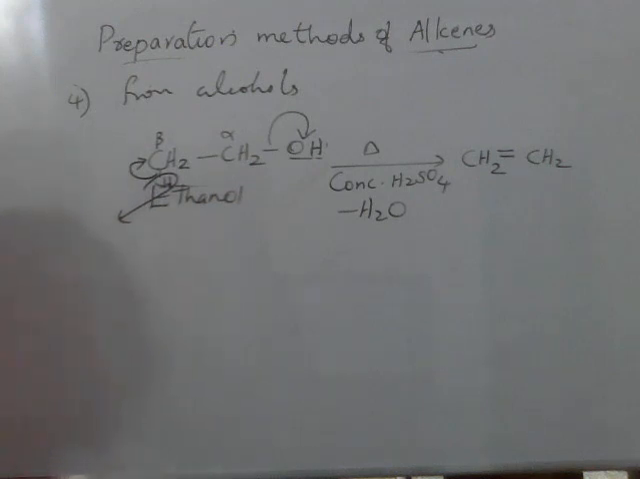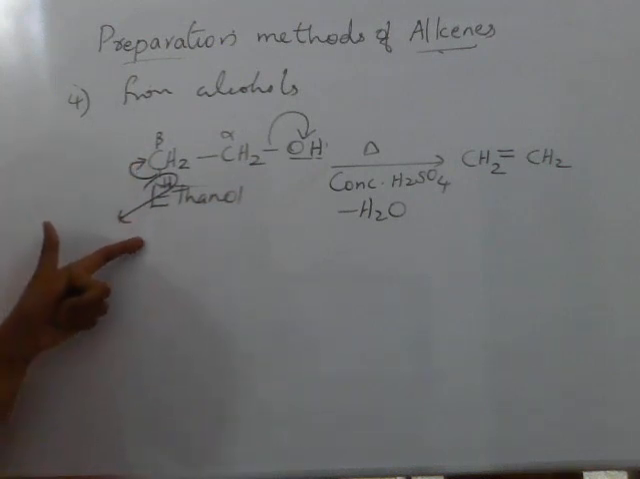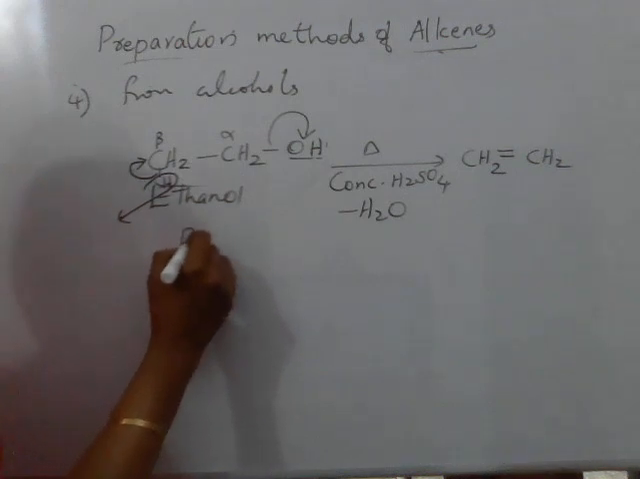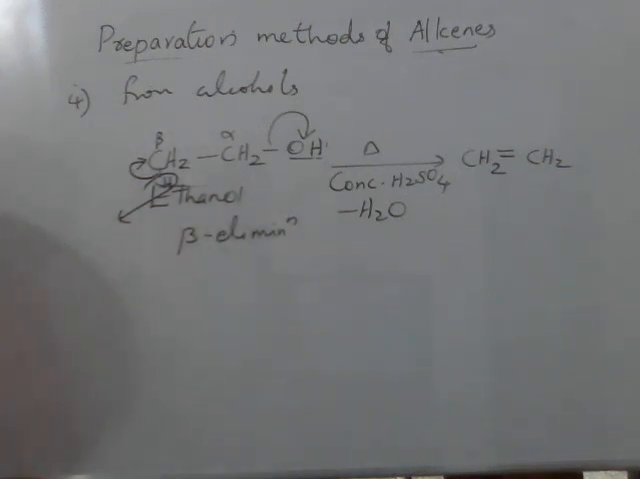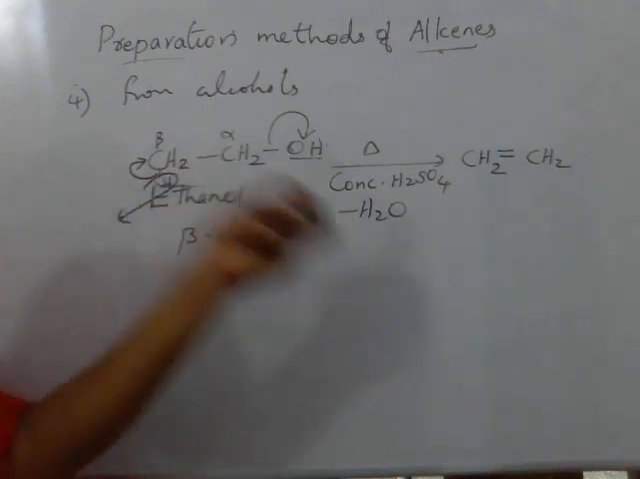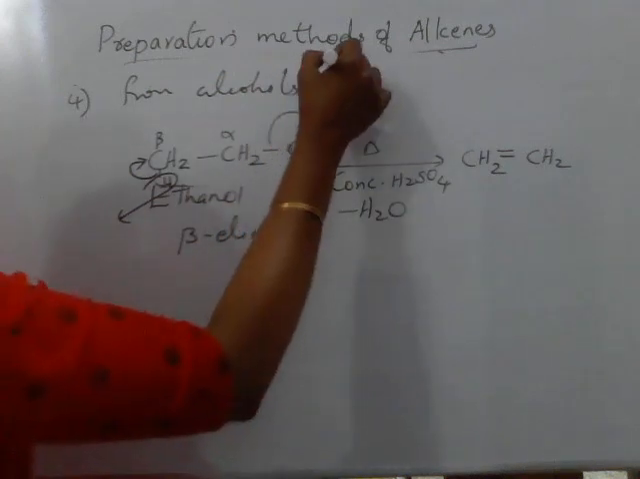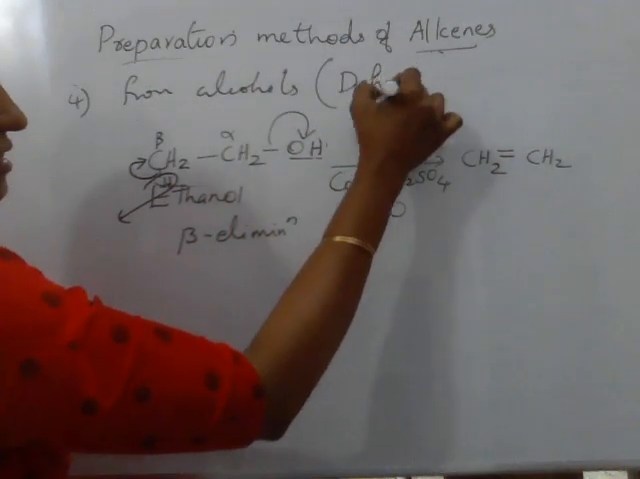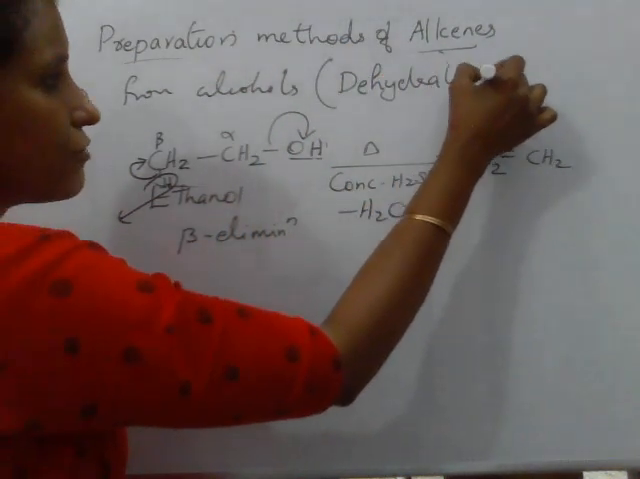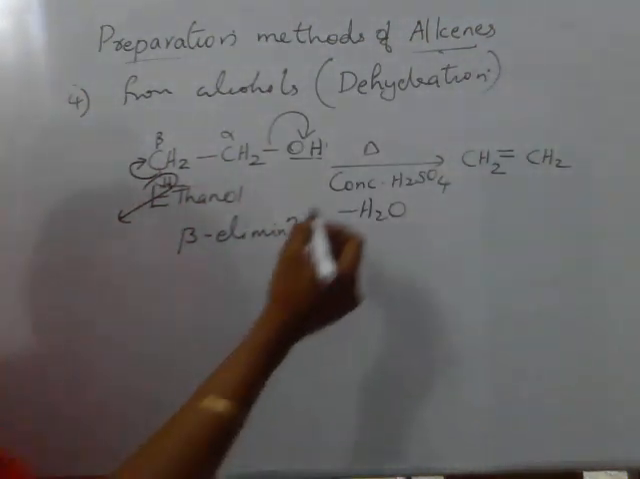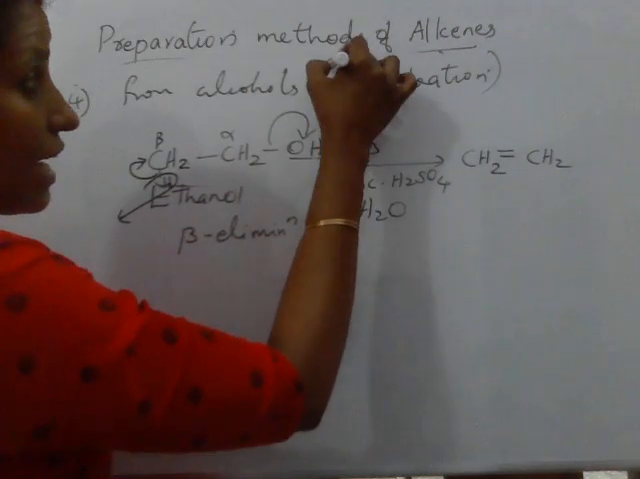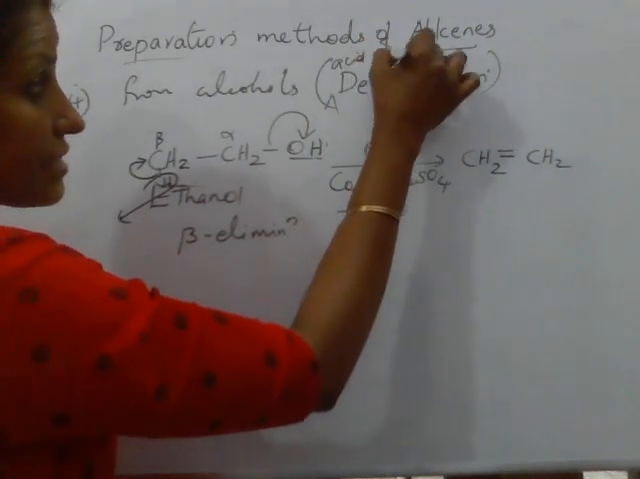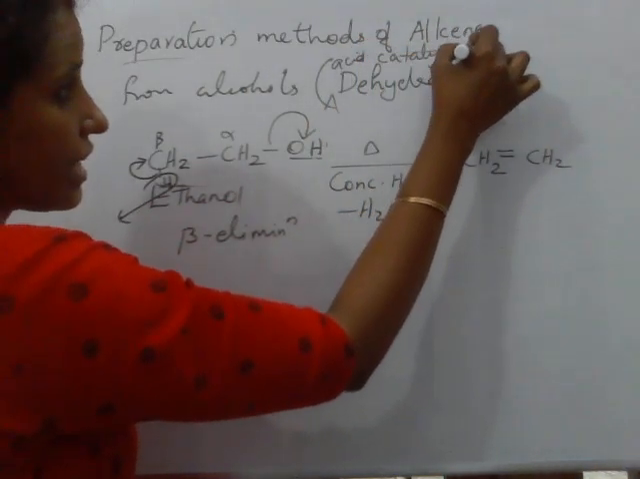Since a beta hydrogen atom is eliminated, this is also an example of beta elimination reaction as in the previous case. So here a molecule of water is eliminated, hence this reaction is called dehydration reaction. Dehydration means removal of water. This reaction takes place in the presence of a catalyst, an acid catalyst. So this is also known as acid catalyzed dehydration reaction.